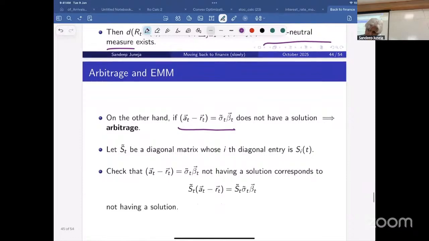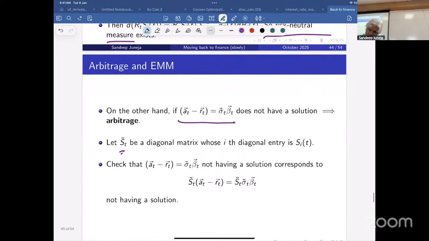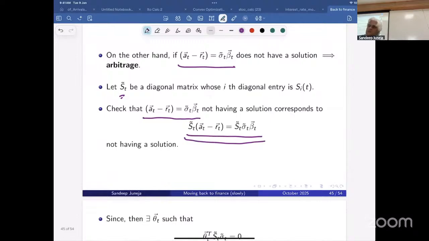So now, just to build up the argument, let's take S tilde t to be a diagonal matrix, where the first element is S1t, second element is S2t. So this guy not having a solution is same as this guy not having a solution. I mean, if you just write down the equations, all I've done is I've multiplied S1t to the first equation, S2t on both sides. So if one has a solution, the second has a solution. Right? So I'm going to assume that this guy does not have a solution, and then I'm going to construct an arbitrage.